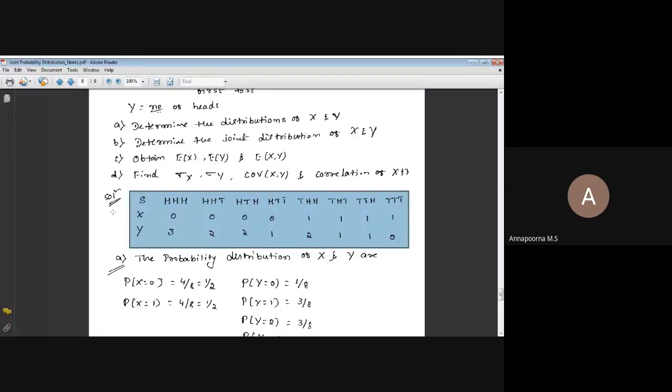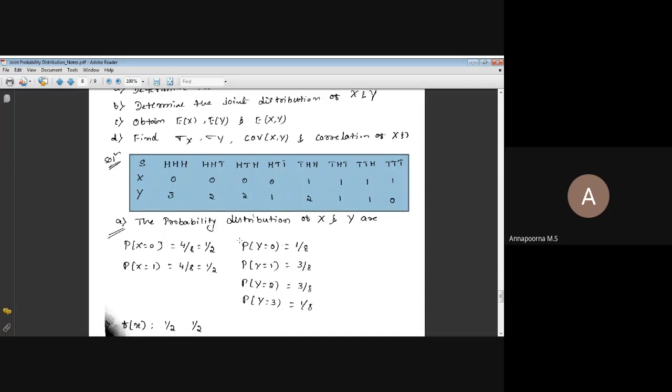So what is this S? S is your sample space. So these are the 8 possibilities you will have. Here all heads, here first 2 heads, then the third one is tail, like that. Since in the first 4 cases we are getting head in the first toss, x is taking all 0 values. In the remaining last 4 cases, tail is there in the first toss, so x will take the value 1, right? Now here you count the number of heads, because y is the number of heads. Here the number of heads is 3, here it is 2, here 2, etc.